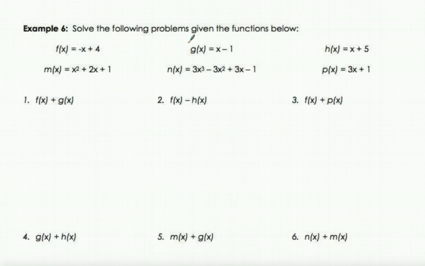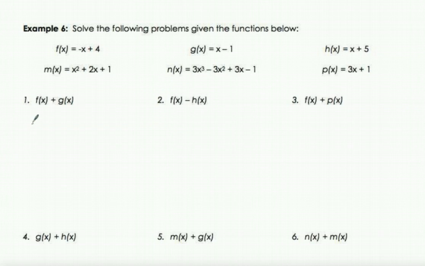So on example 6, it says solve the following problems given the functions below. So you've got f of x equals negative x plus 4. You've got g of x equals x minus 1. H of x equals x plus 5. M of x equals x squared plus 2x plus 1. N of x equals 3 times x cubed minus 3x squared plus 3x minus 1. And P of x equals 3x plus 1.